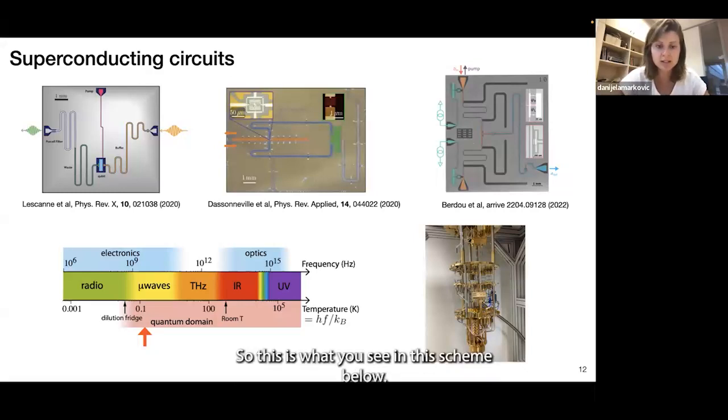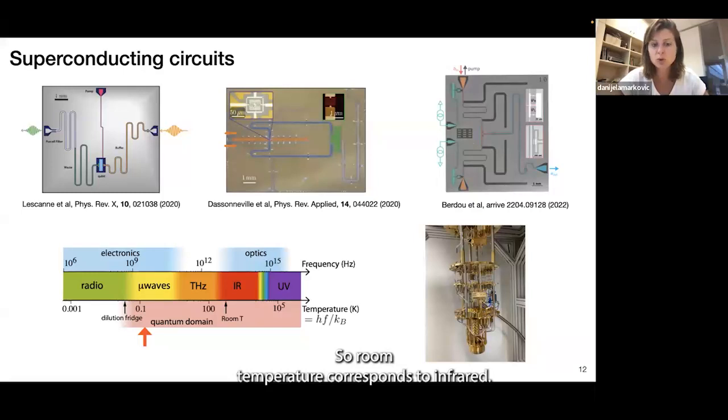This is what you see in this scheme below. Room temperature corresponds to infrared. If you're working with optics, you can be quantum at room temperature. But if you work at gigahertz, you have to go down to 100 millikelvin. And to the right is a picture of our dilution refrigerator.